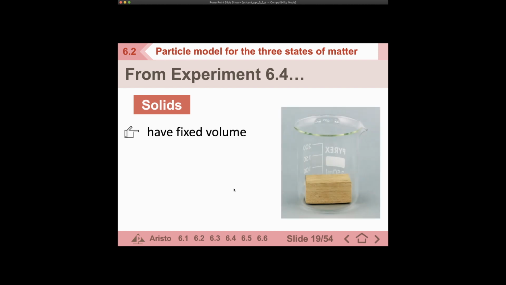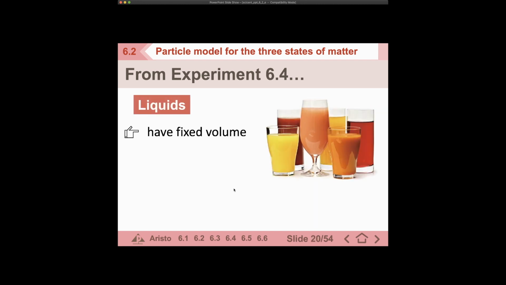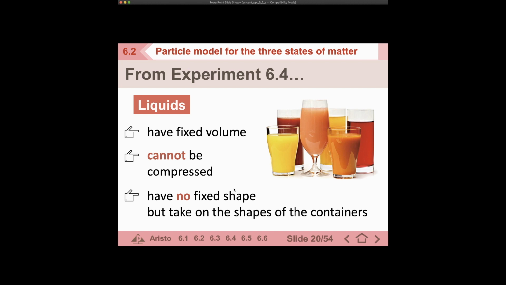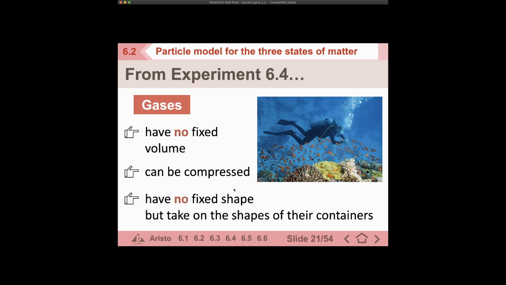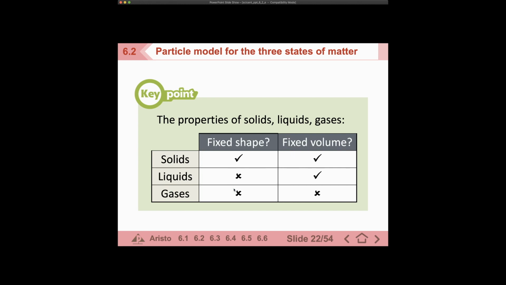So from experiment 6.4, first one, solid, has a fixed volume, it cannot be compressed, and it has a fixed shape. For liquid, it has a fixed volume, it cannot be compressed, it has no fixed shape, but takes on the shape of the container. Last one, for gases, it has no fixed volume. It can be compressed, so the shape is not fixed. It takes on the shape of its container. This is the key point.